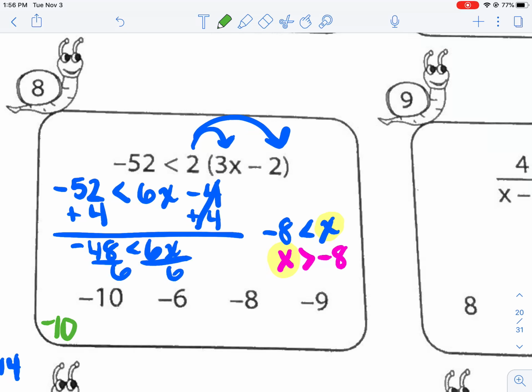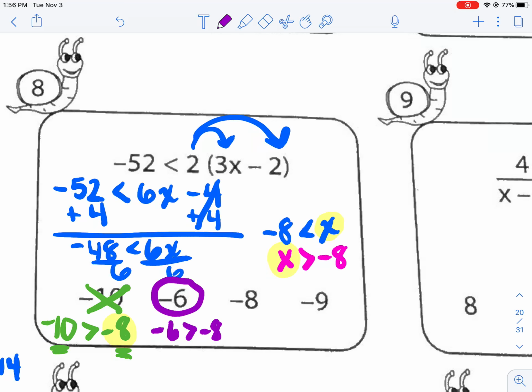Is negative 10 bigger than negative 8? Okay, be careful here, guys. Would you rather owe me $10 or owe me 8? Negative 8 is closer to 0, so it is a bigger number. So negative 10 is not bigger than negative 8. What is bigger than negative 8, though, is negative 6 is bigger than negative 8.